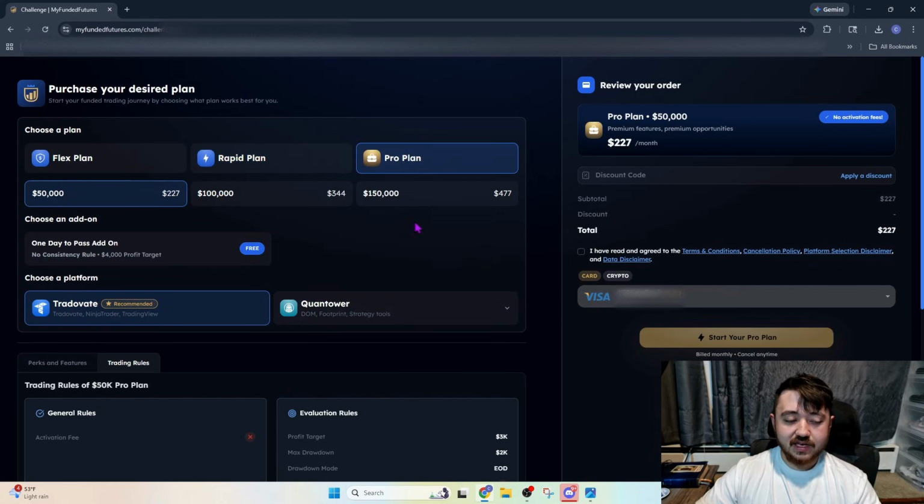The pro plan is for people that want bigger payouts, and if you want to pass in one day, they have a free add-on right here. If you want bigger payouts and more freedom, you get paid out every 2 weeks. There's no consistency rule in any of the accounts, and there's no activation fee. That's why I really love MyFundedFutures, and they also pay out extremely fast.